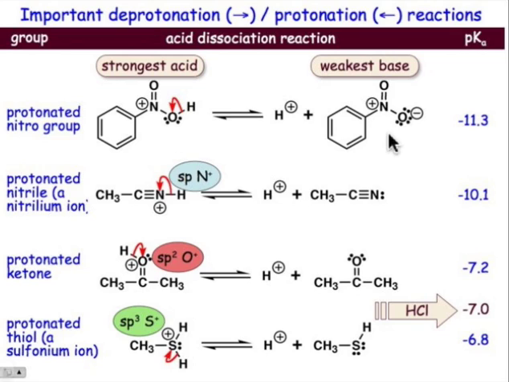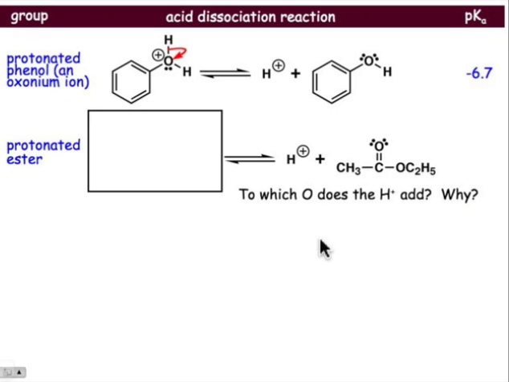We need something more. We need a stronger proton source if we're going to protonate the nitrile or the nitro group. All right, let's move on. Moving through this list, there's one more important concept that we need to encounter before we move all the way to the end of the list and look at the very weakest of the organic acids.